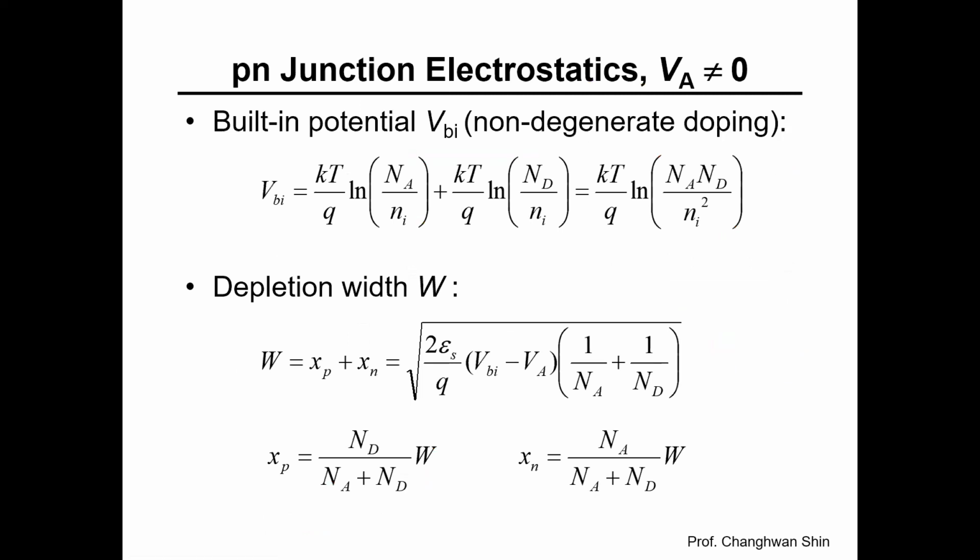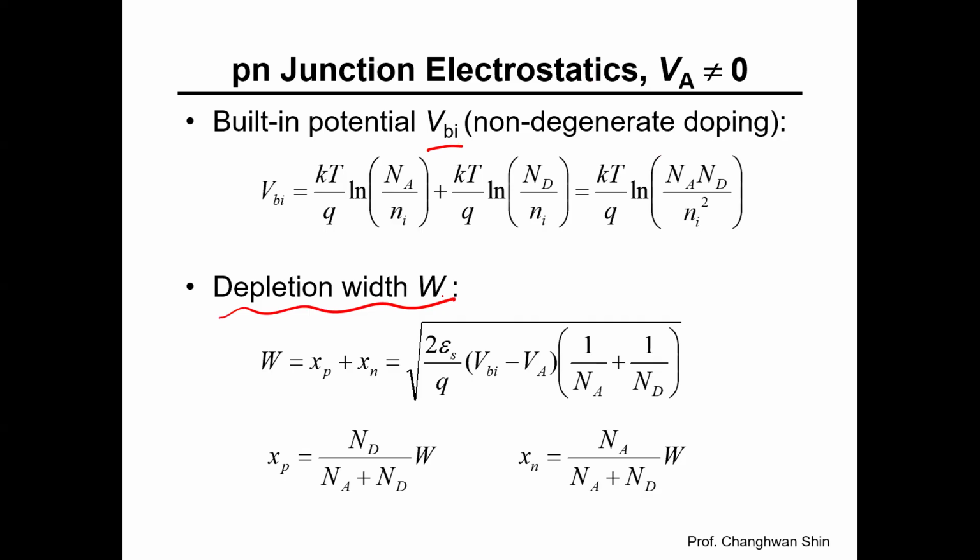So now let's take a look at the PN junction electrostatics when VA is non-zero. This slide provides a mathematical description of a PN junction under applied bias. The built-in potential VBI remains the same as in the equilibrium case. However, the effective barrier height becomes VBI minus VA. Under forward bias, this barrier decreases. Under reverse bias, it increases.